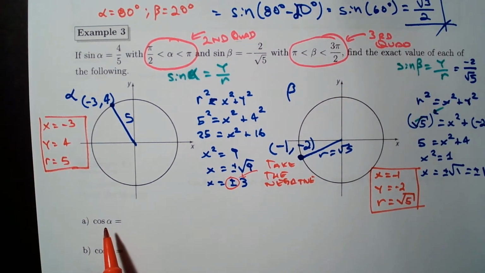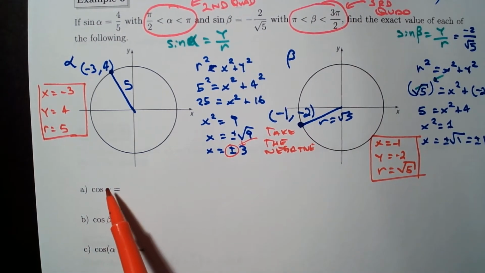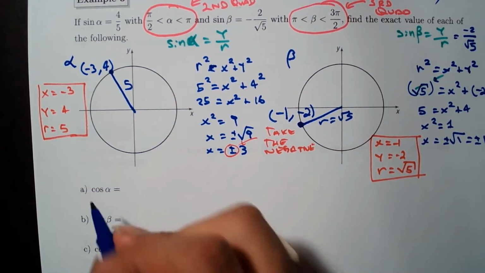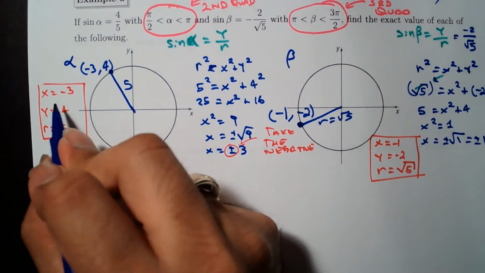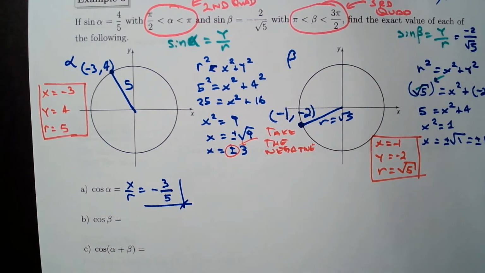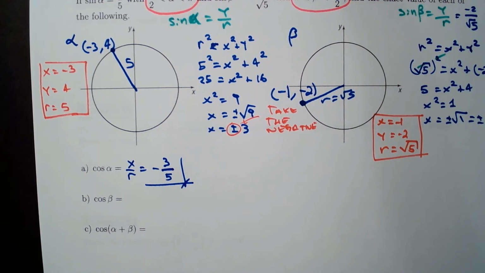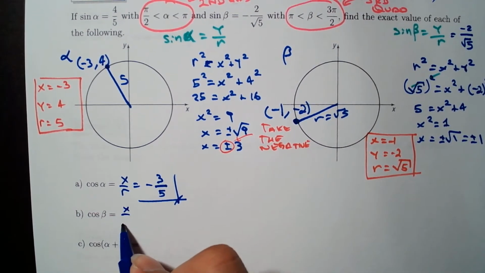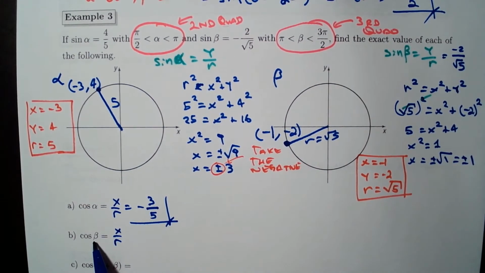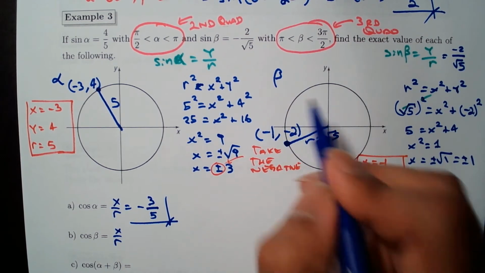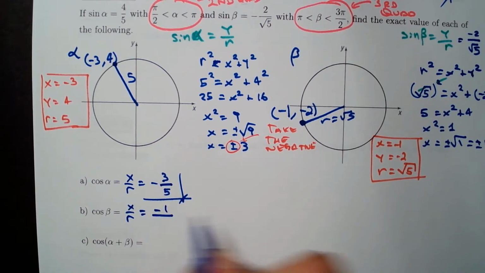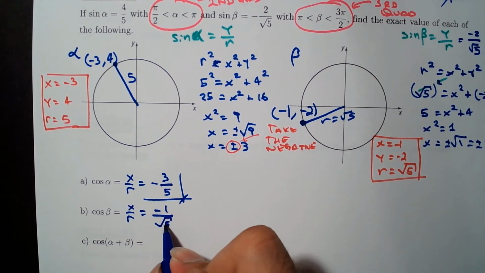Okay, so what's cosine of alpha? Keep in mind that we're looking for alpha, that is the first diagram. So cosine, which is defined as x over r, that's simply negative 3 over 5. Final answer. Cosine beta, well, again, it's also x over r, but in this case, the x and the r from the second diagram, because they're asking us for beta. Beta corresponds to the second diagram. And in this case, that's x, which is negative 1, over r, which is root of 5.